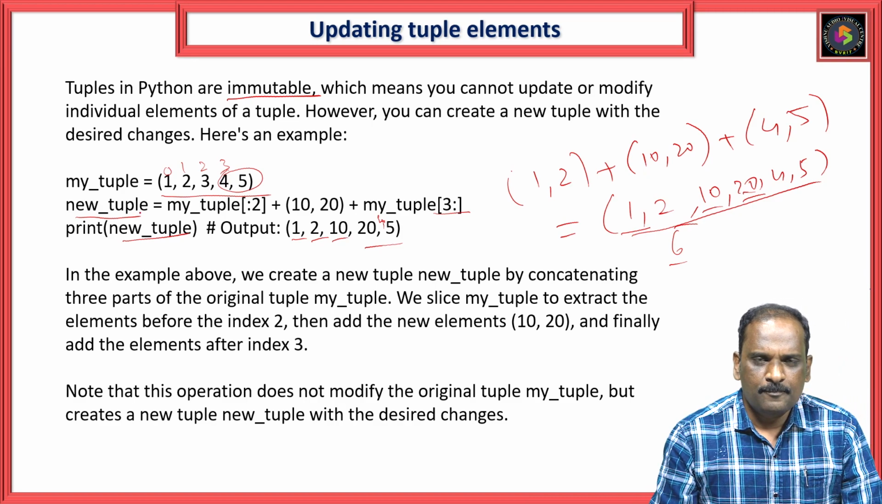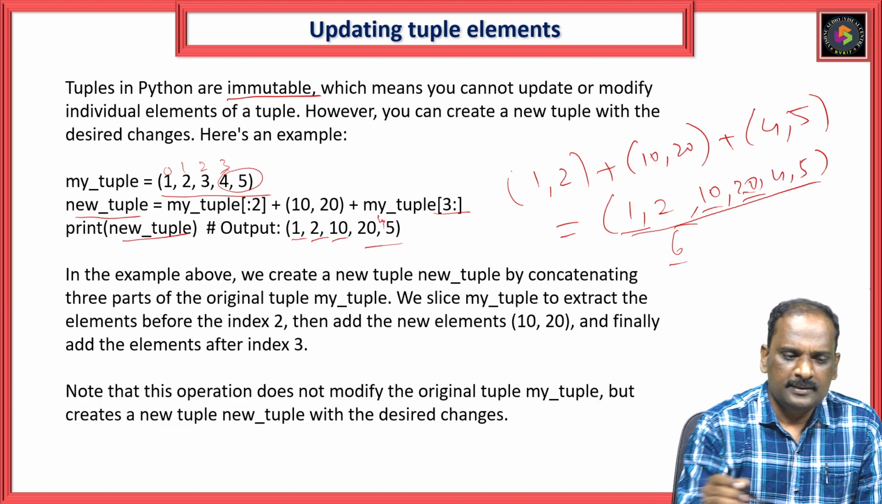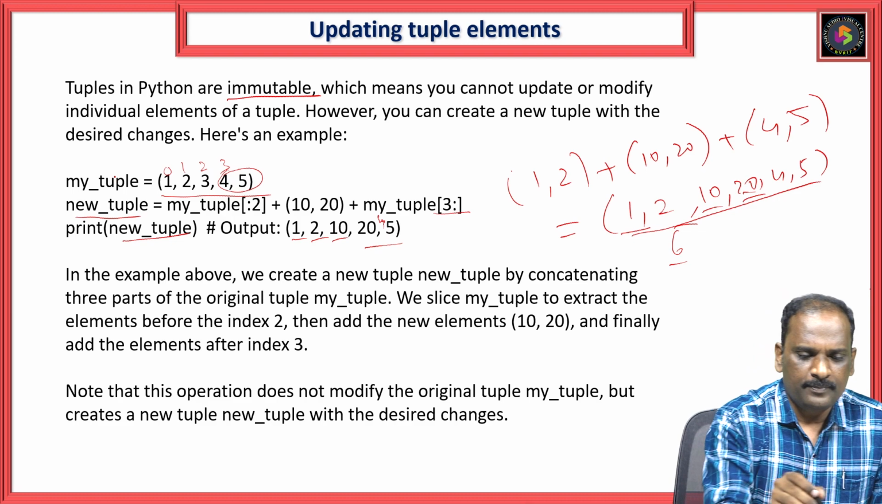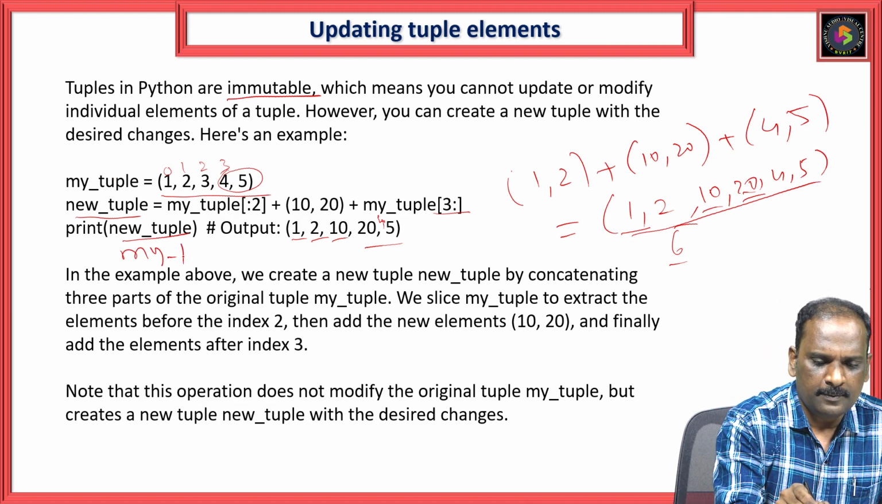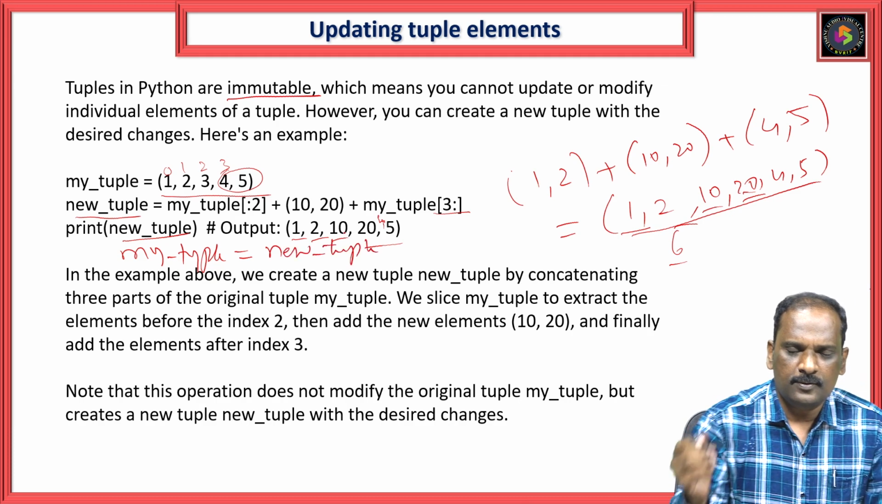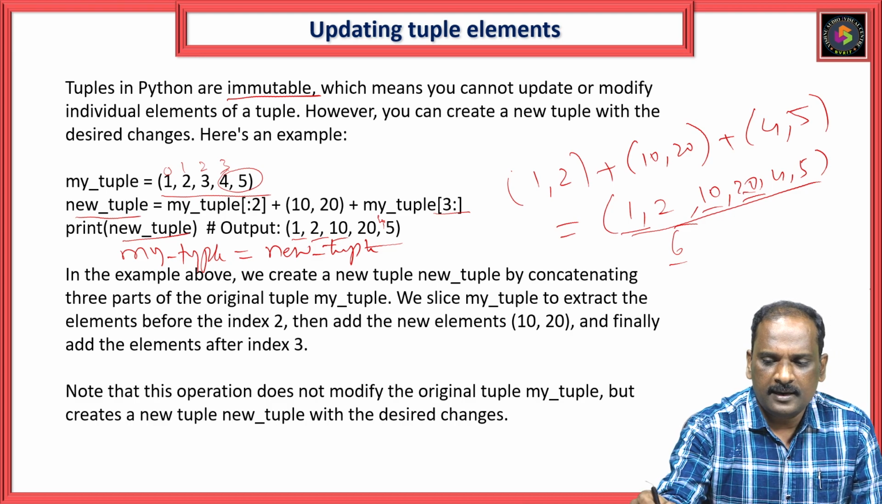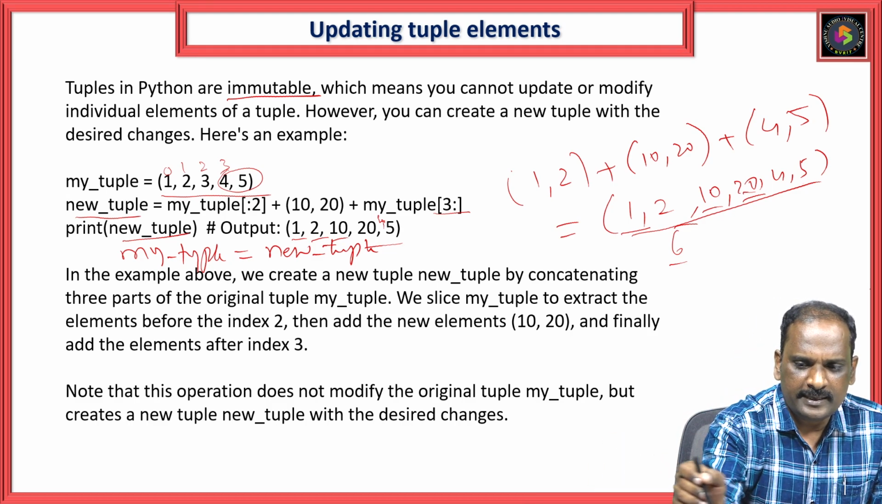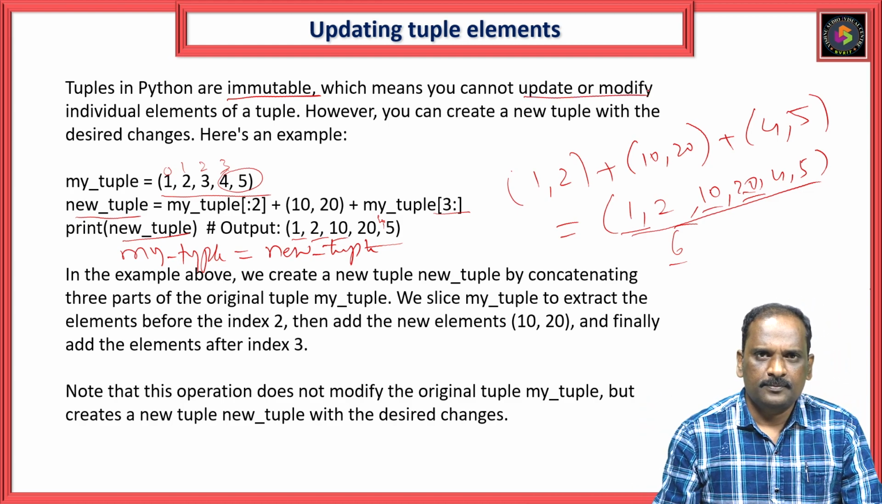In this way we can modify the tuple. Here a new tuple is created. If you want to assign the same name, we can use my tuple equal to new tuple. Then my tuple will contain all this set of elements. So we cannot directly change, modify or update the values, but we can change the tuple elements indirectly by using slicing and concatenation in this example.